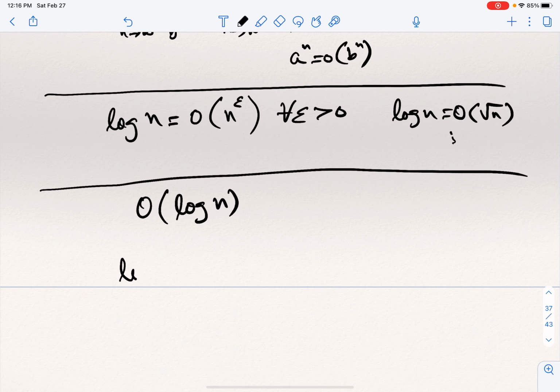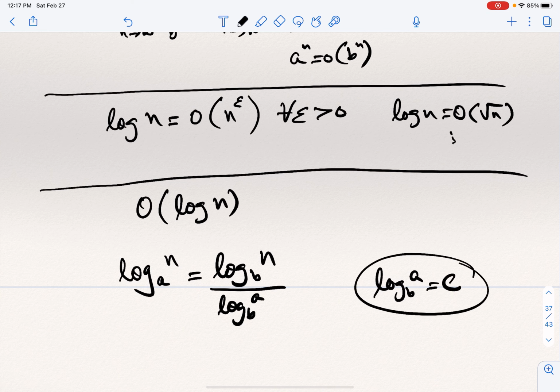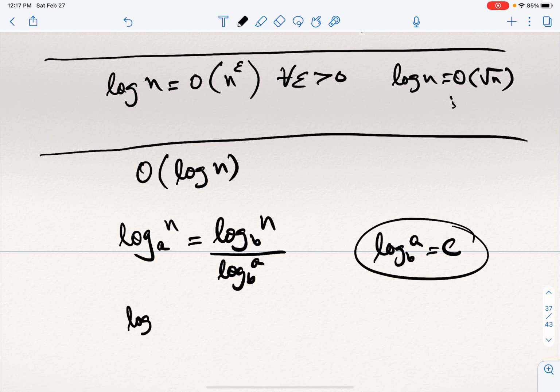It comes from a very important rule for logs. If you take log n to the base a, whatever a is greater than 1, I can transform that into log to the base b. This is exactly the same as log n to the base b divided by log a to the base b. But log a to the base b is a constant. So log n to the base a is really just some constant times log n to the base b.